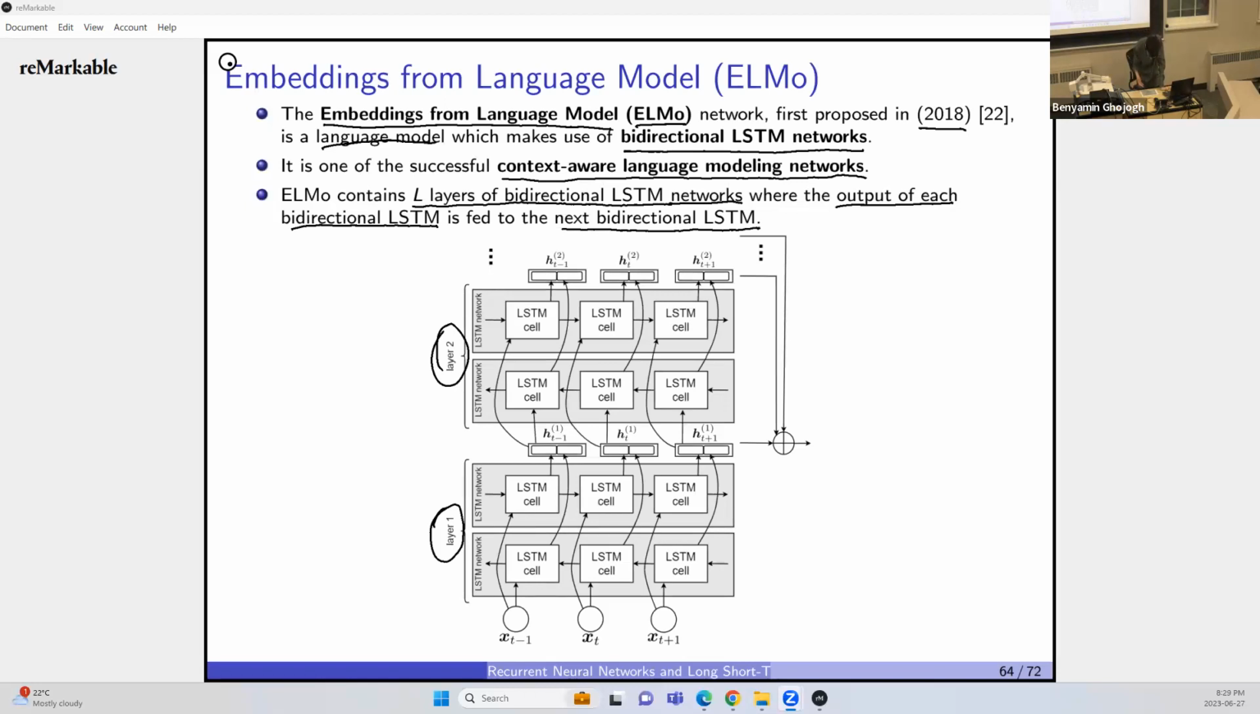And then, so we have bidirectional, and we concatenate the HT from the two LSTM directions. This gives us the hidden states between the layers, and we feed the hidden states of the previous layer to the next layer. And then we add the outputs of the bidirectional LSTMs together in order to have the aggregated output of the network, the ELMo network, okay?